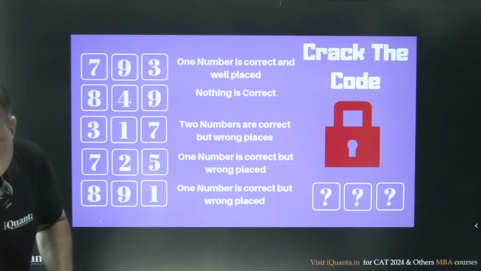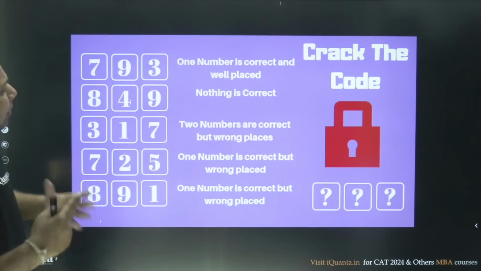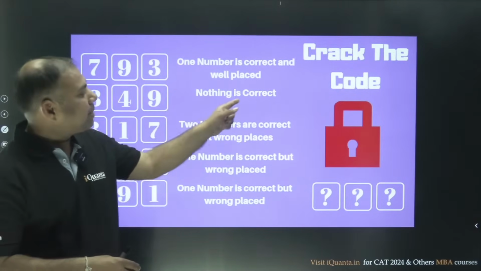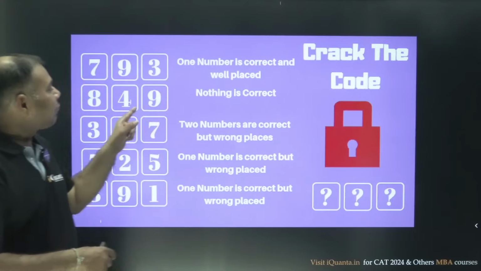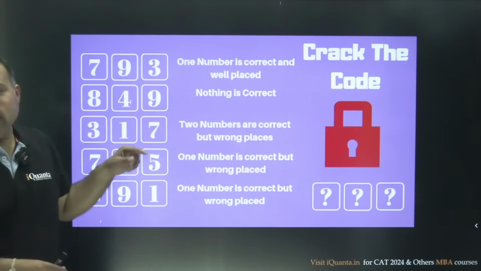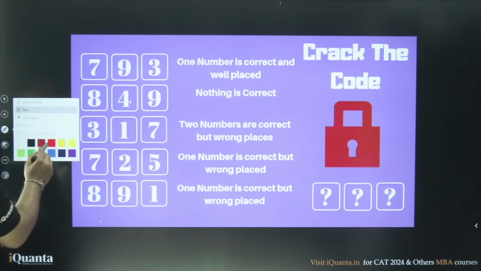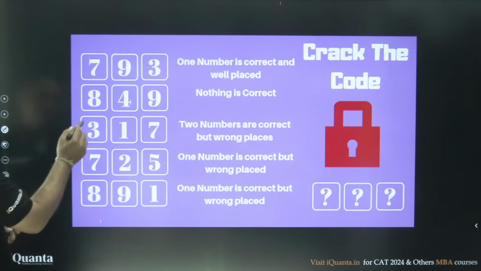Yes, second, that's correct, Shravani. Why? Because as in the last question, here also the same thing: the second statement says nothing is correct. That means we are sure about all the three digits, that none of them will be used. Let me change the color of my marker. I think red will be more suitable.